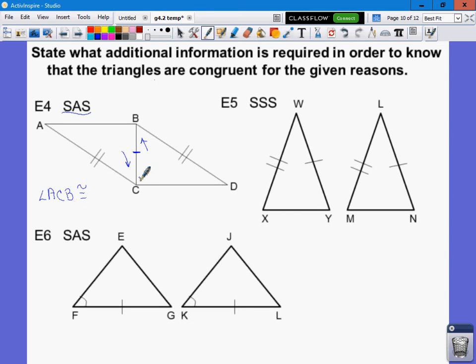Why can't I call it angle C? There's more than one angle there. And again, I couldn't call this angle B. Why? More than one angle. It would have to be congruent to angle D, B, C. So they're looking for that piece of additional information. They'd have had to have given me that in order to state that these two triangles are congruent.